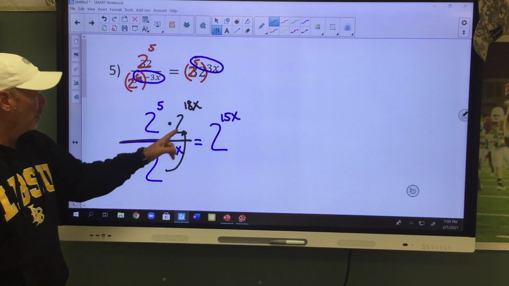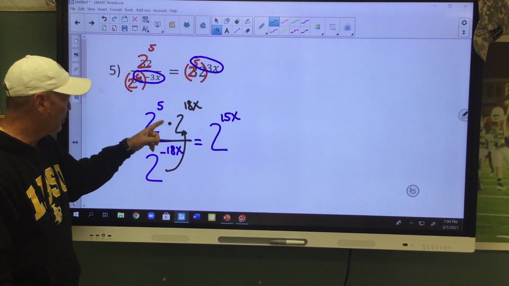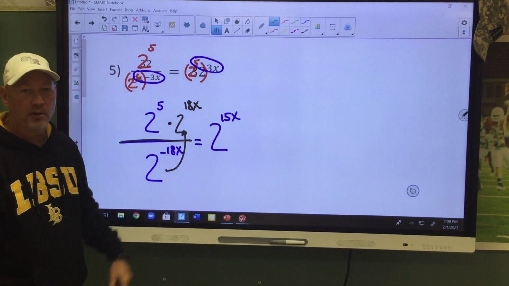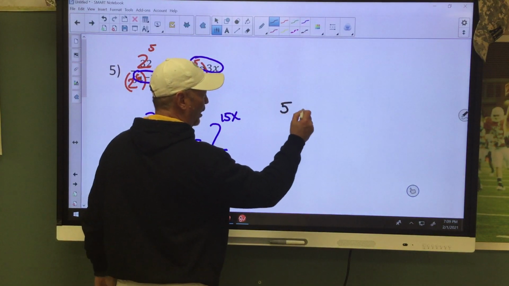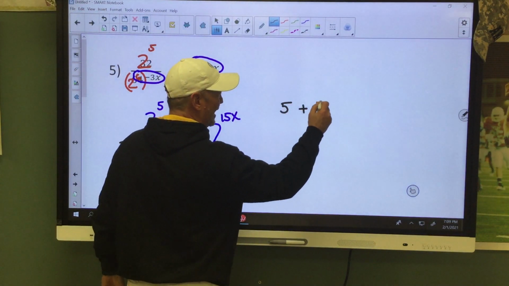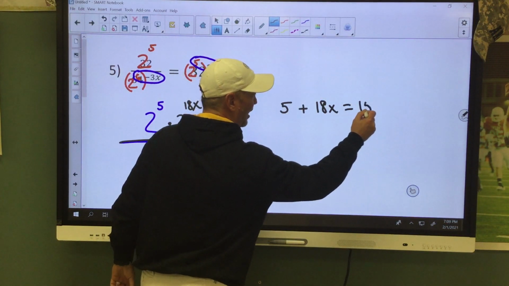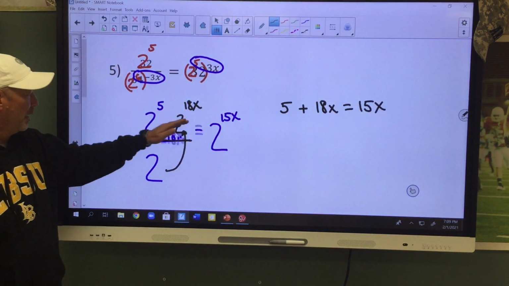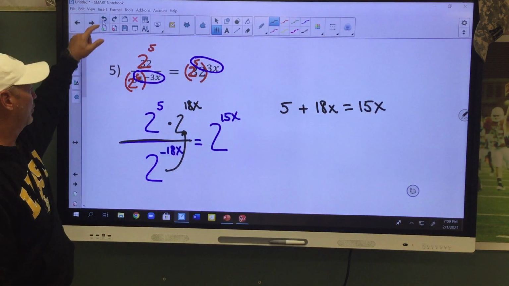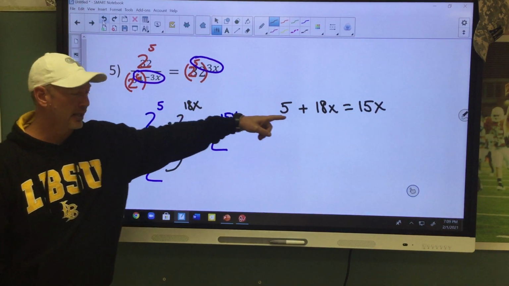Okay? So look what we have now. What do we do when we multiply? Well, when we multiply, we add our exponents. So we're going to say 5 plus 18x equals 15x. You see how we got that? Moved it up. Let's undo that real quick. We moved it up and became an 18x. We added them and got 15x.